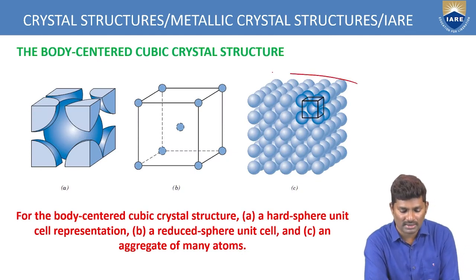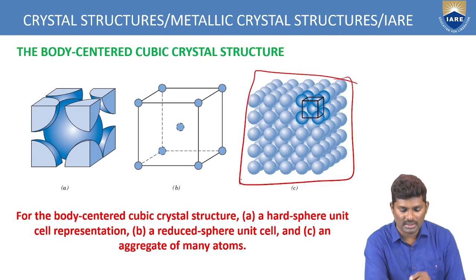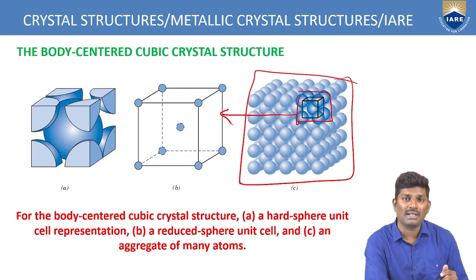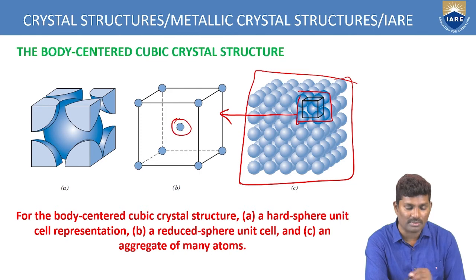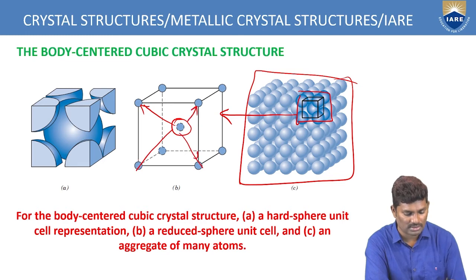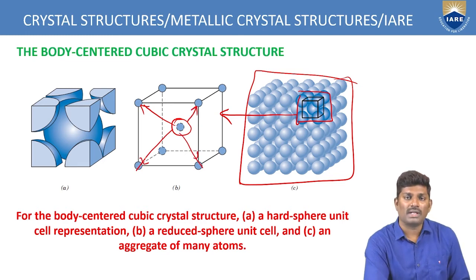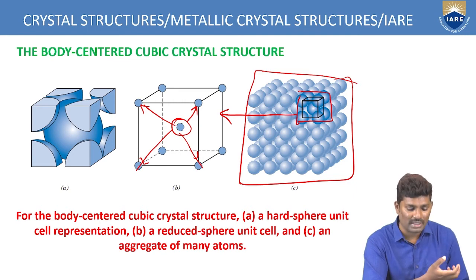This is the aggregate of the body center, and from it you take a unit cell. This is a small unit cell. How do you tell that this is a body center? Exactly at the center of the body you have a center atom, and this center atom is bonded to all the corners. That is how you can differentiate the characteristics of the material. So this is a body centered crystal structure.